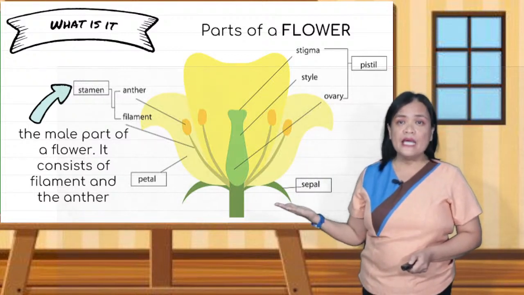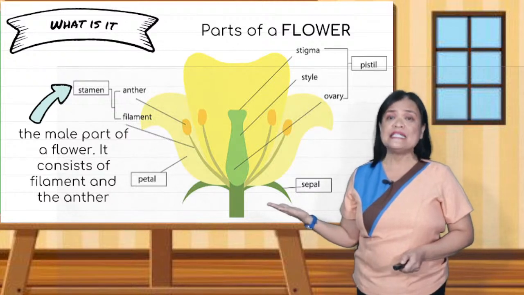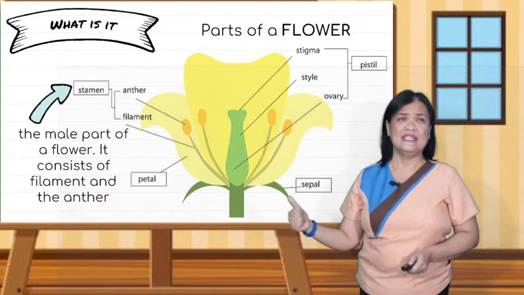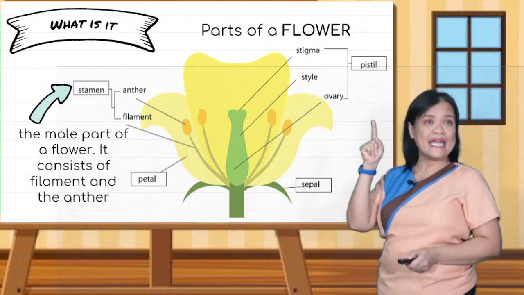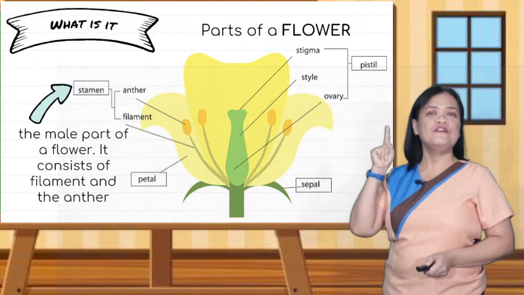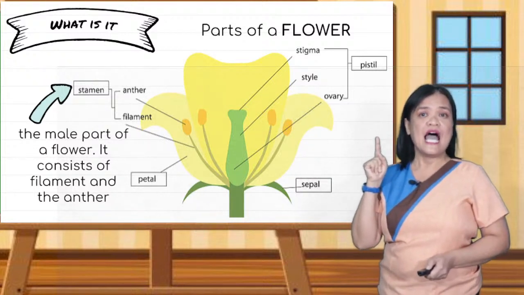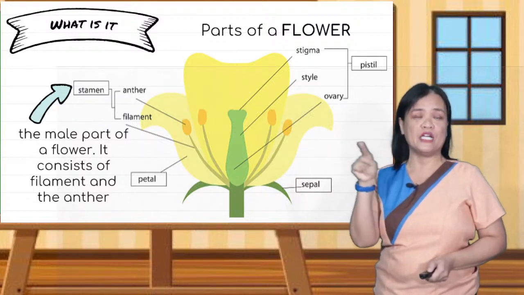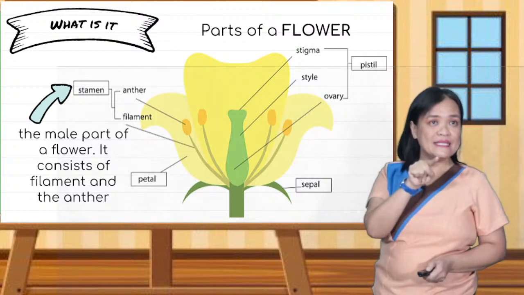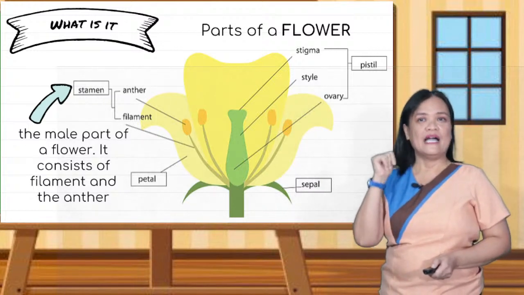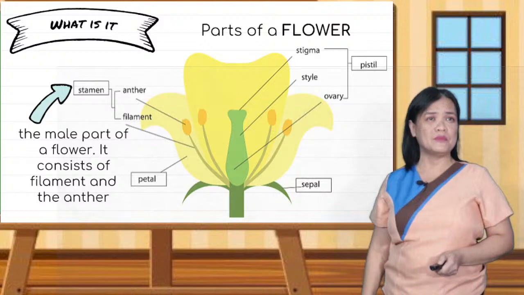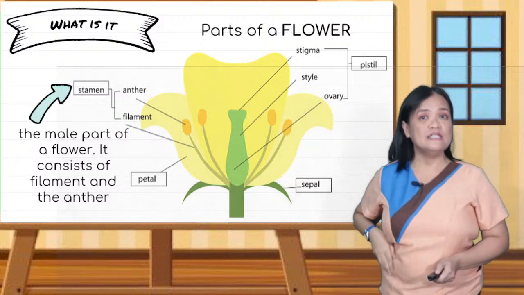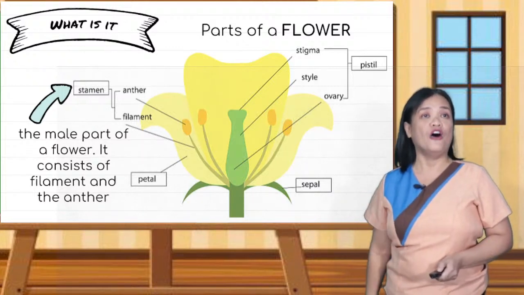It is the male part of a flower. It consists of filament and the anther. Okay, remember class, it is the male part of a flower. It consists of filament and the anther. Your clue there is the spelling of stamen: men. So this is the male. I'll give you a clue, since you have a lot to memorize, so that it will stick in your mind: stamen is the male reproductive part of a flower.